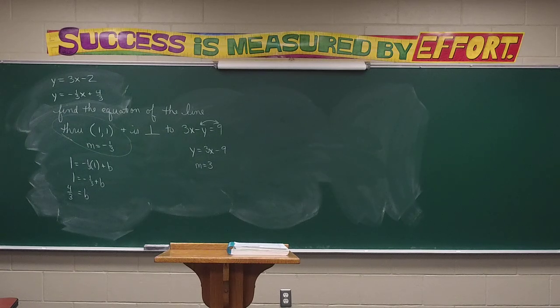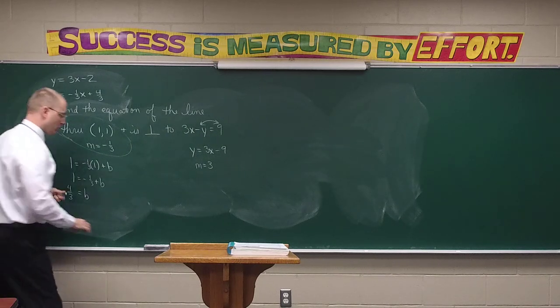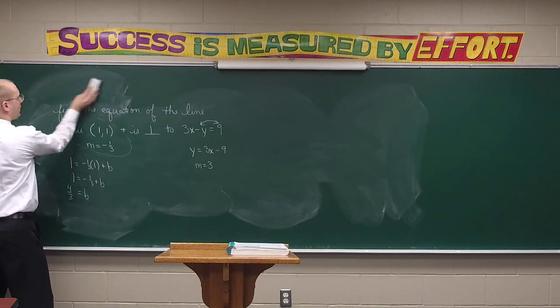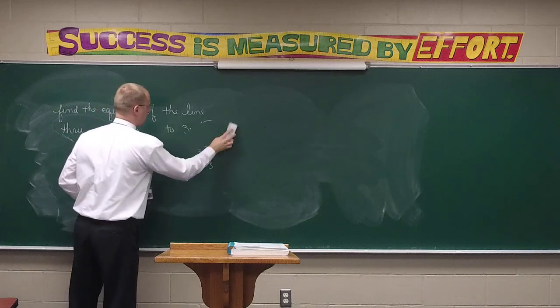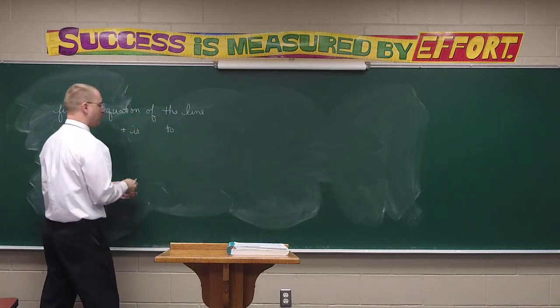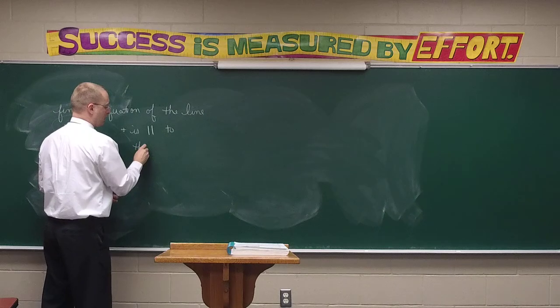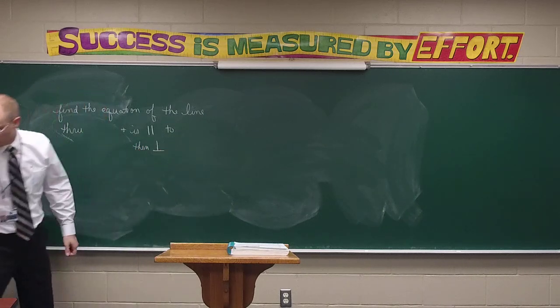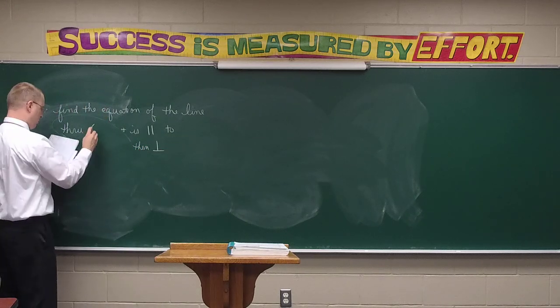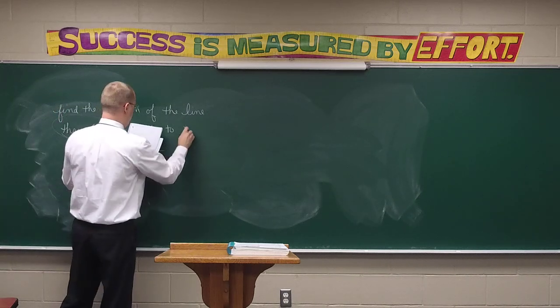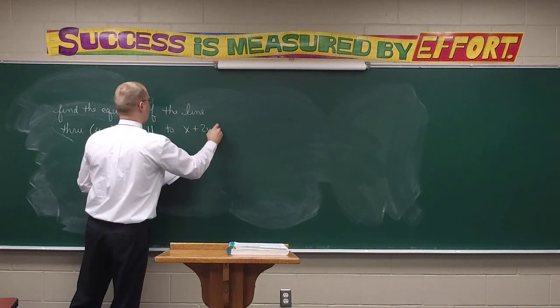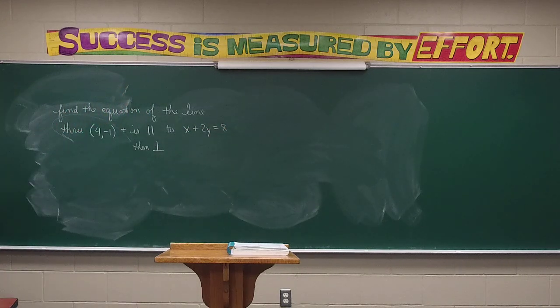We all still keeping up? All right, let me have you do one of these on your own now. And we'll change the point, we'll change the equation. Go ahead and do both of them, parallel and then perpendicular. This time the point you're going to use is the point 4, negative 1. And the equation is x plus 2y equals 8. X plus 2y equals 8.